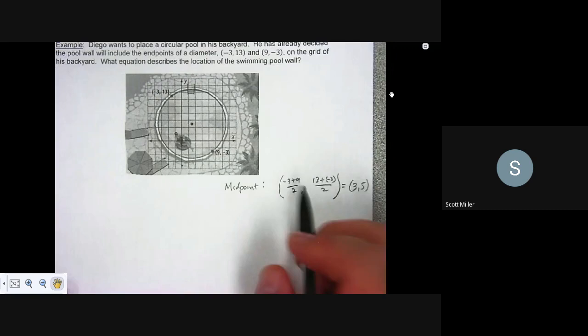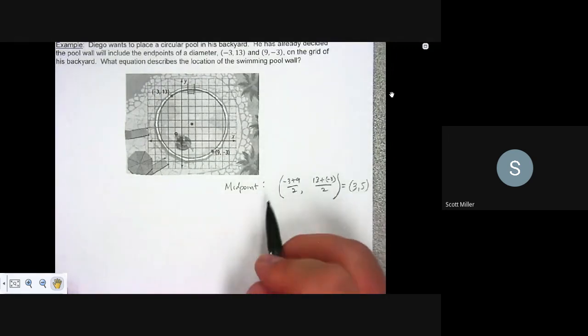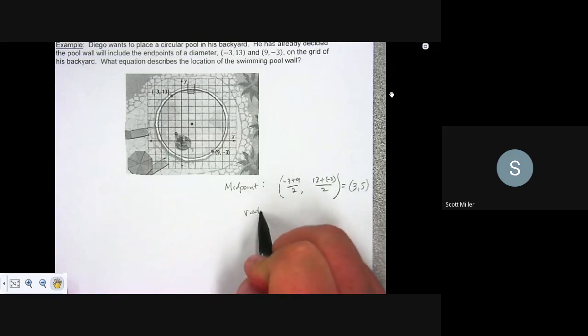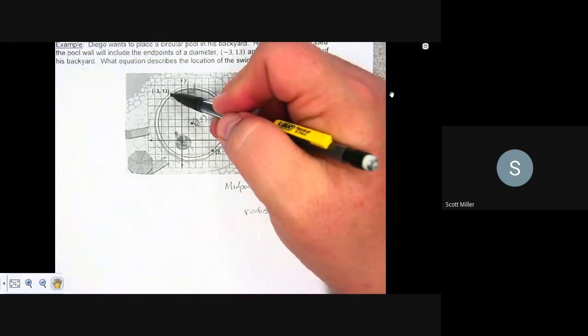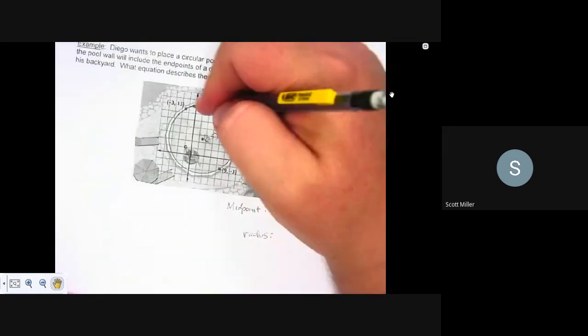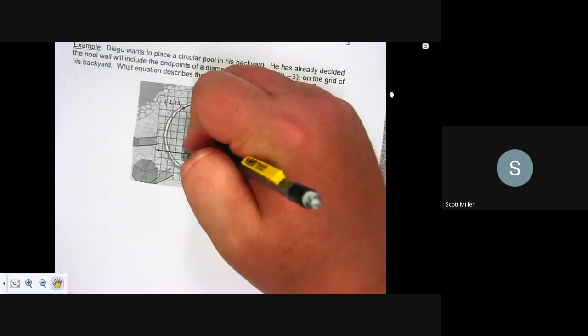Okay, we need to find the radius of this circle. So how do I find the radius of this circle? It's all about the distance that's being traveled. If I know this point here is 3, 5, then how do I get from here to here? What is this distance? Well, we can do the right triangle, Pythagorean theorem.